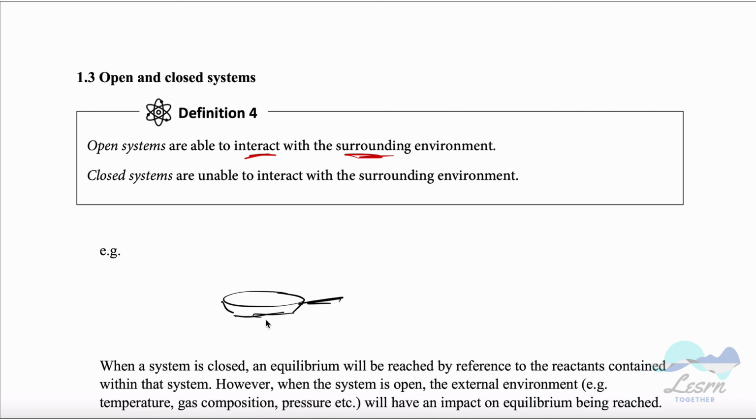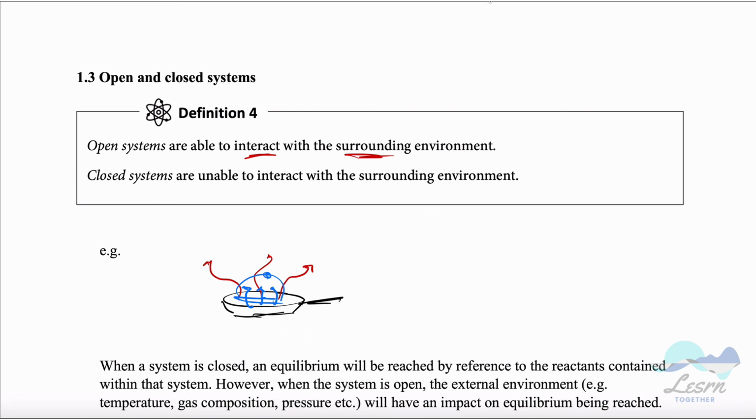Think of whatever you're cooking in here as your chemical reaction. If you have an open system, the heat can escape. So that's an open system: the reaction is able to interact with the rest of the environment. But now if I close this system by putting a lid on, the heat is going to get trapped in here and it can't escape. That's what we call a closed system, where you're not able to interact with the surrounding environment.